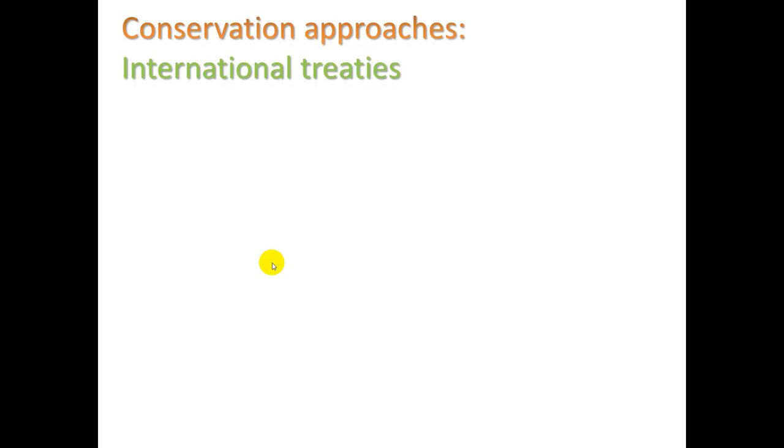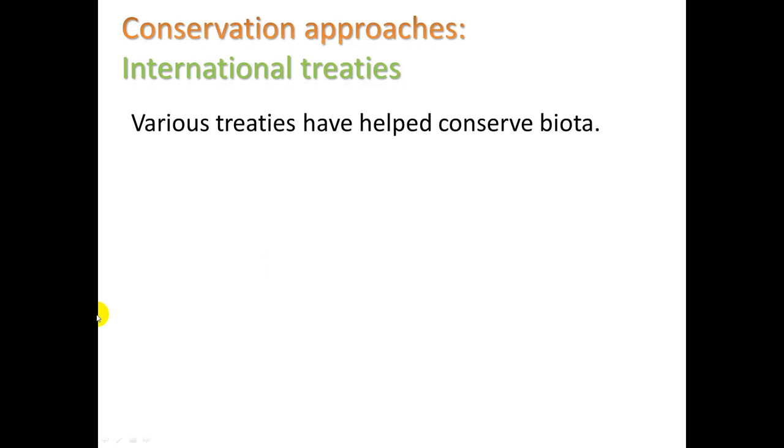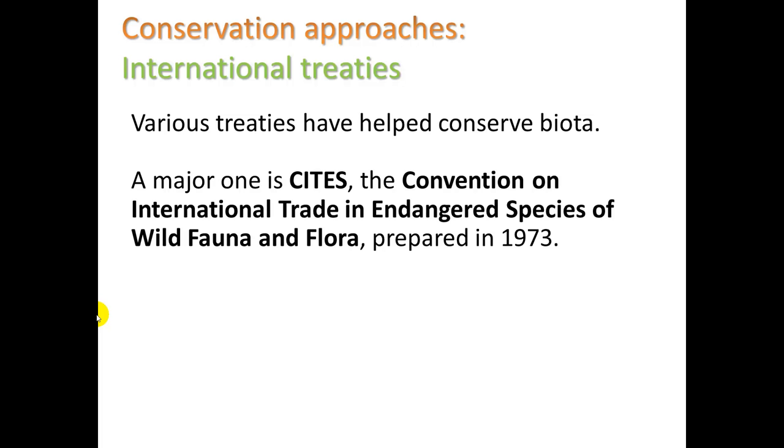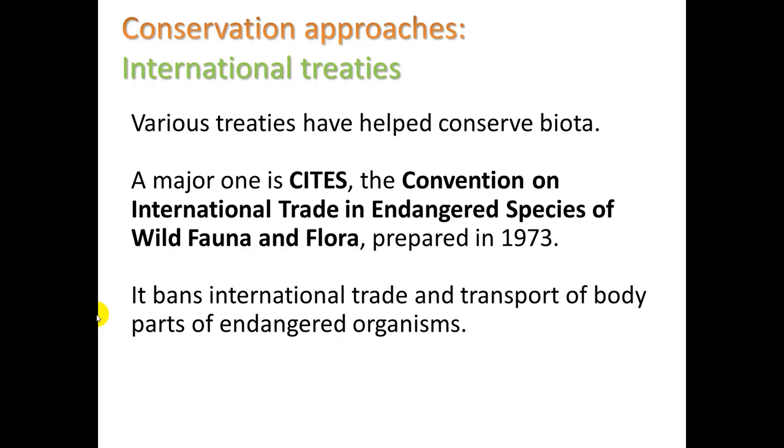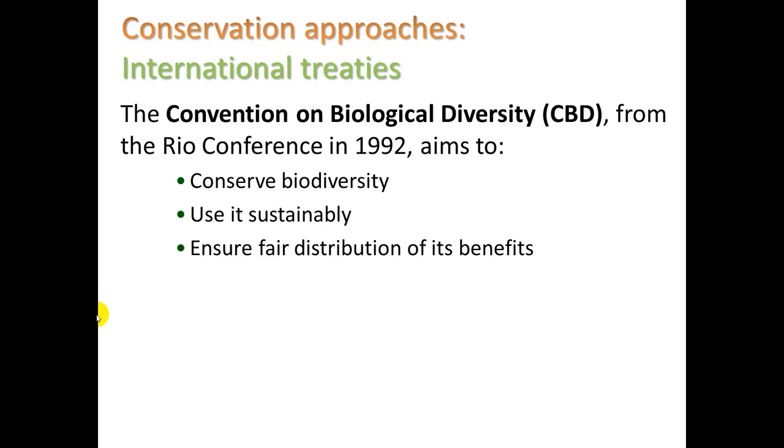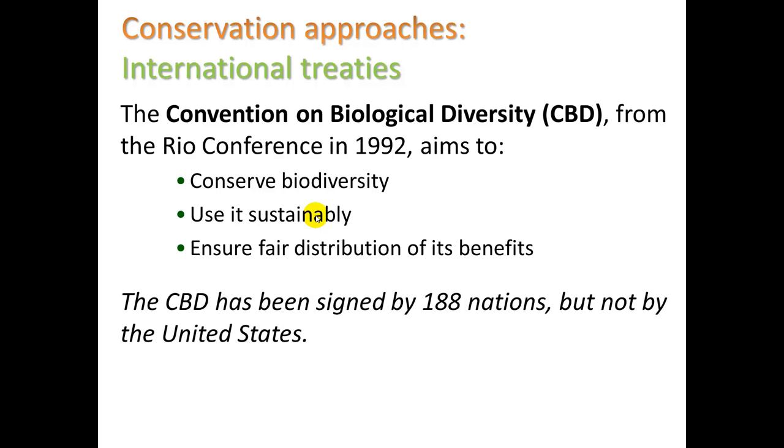Also, international treaties. Various treaties have helped conserve biota. A major one that you need to know is CITES, the Convention on International Trade in Endangered Species of Wild Fauna and Flora, prepared in 1973. It bans international trade and transport of body parts of endangered organisms, such as elephant tusks and things of that nature. Also, this is just an FYI, I'm not going to quiz you on this one, but there's also a Convention on Biological Diversity, which is more recent, 1992, and aims to conserve biodiversity, to use biodiversity sustainably, and to ensure a fair distribution of its benefits. It was signed by 188 nations, but not by the U.S.